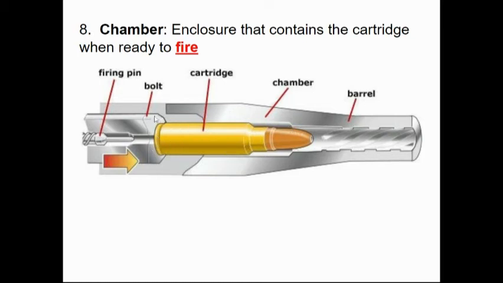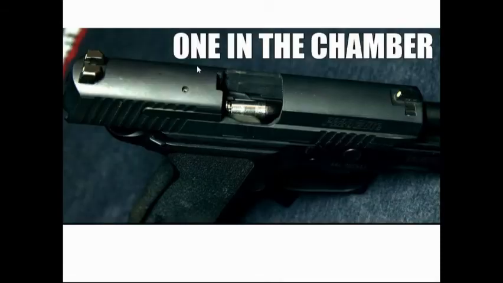The back of that chamber is going to be the breech face, and that is where the firing pin is going to impact it, either in the center or on the rim. So notice here, there's one in the chamber. They have opened up this slide action so that we can see that there's one in here and it's ready to go. So remember that we can load a magazine in here, which can have several rounds of ammunition.